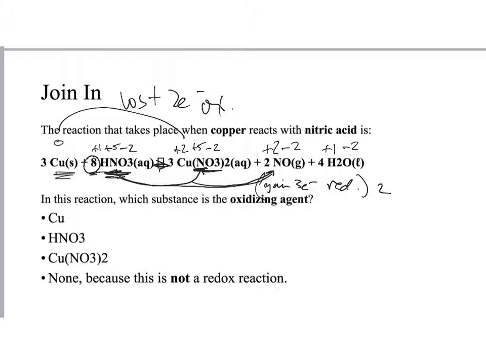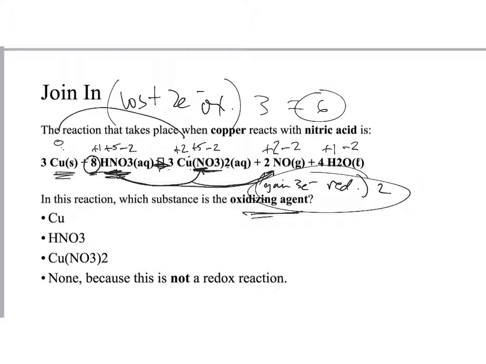And I get that because there's 2 nitrates, 3 times the whole thing. Lost 2 electrons. I got copper going from 0 to +2. 3 of them are doing that, so I have 6 total electrons got lost. 6 total electrons were gained. Okay, now, who's the oxidizing agent? The oxidizing agent gets reduced. Okay, who got reduced? It's the N.